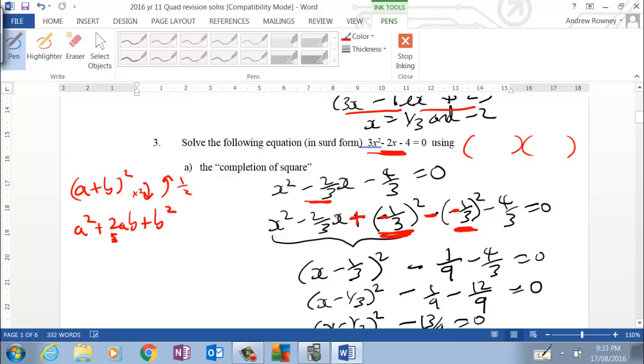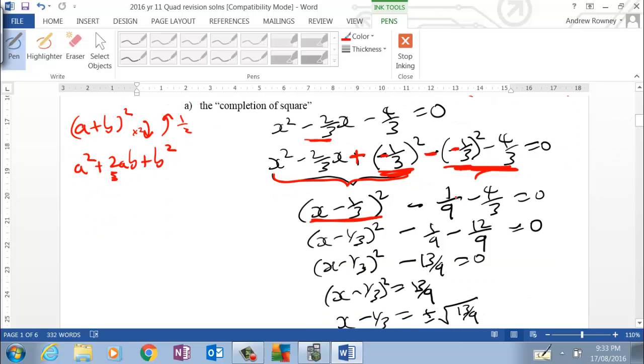So that's why we're adding on half the coefficient, because we're actually going to force those three terms to be a perfect square. If you expand that out, you'll see that you get those three terms. Now we collect these two fractions using a common denominator. So 1 over 9, and then we're going to convert the 3 to be a 9 by multiplying the top by 3 and the bottom by 3.